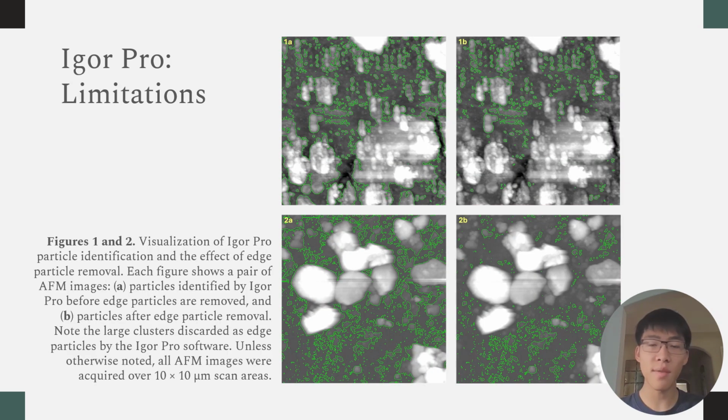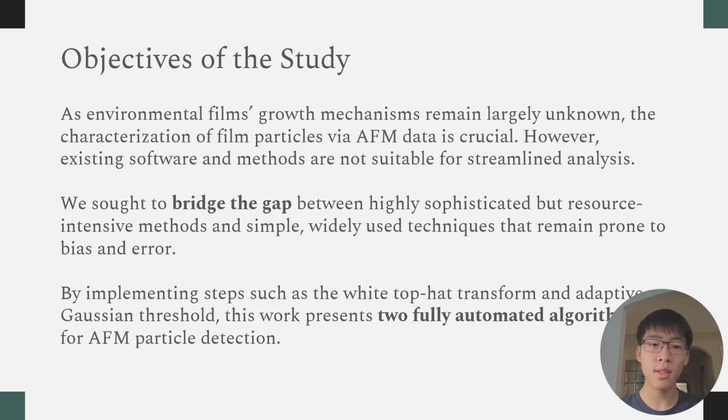Here's a visualization of IYRC's limitations. In figures 1a and 2a, we can see that particles are all bounded with large particles merged together. However, these large particles are excluded in 1b and 2b because they are edge particles, leaving them out of the analysis. So in this study, we seek to bridge the gap that we mentioned earlier. We present two fully automated algorithms to solve the issue.